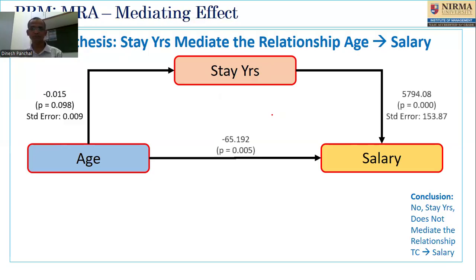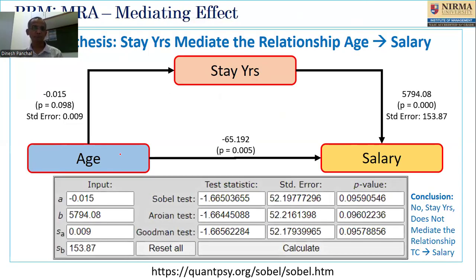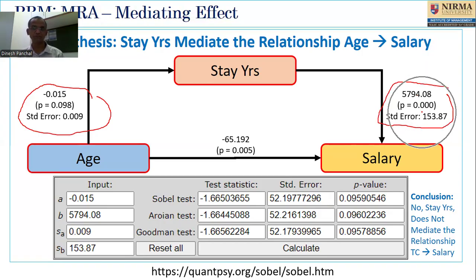Let's take one more example. Do the stay years mediate the relationship between age and salary? We did the first regression and found that the coefficient is negative and non-significant. We did the second regression as explained earlier, and the beta coefficient is significant. We feed in this value here, 0.015 here, 5794 here, and the standard error of path A here, standard error of path B here. When we calculate, we find that the p-value is not less than 0.05. That means we can say that the stay years do not mediate the relationship between age and salary.